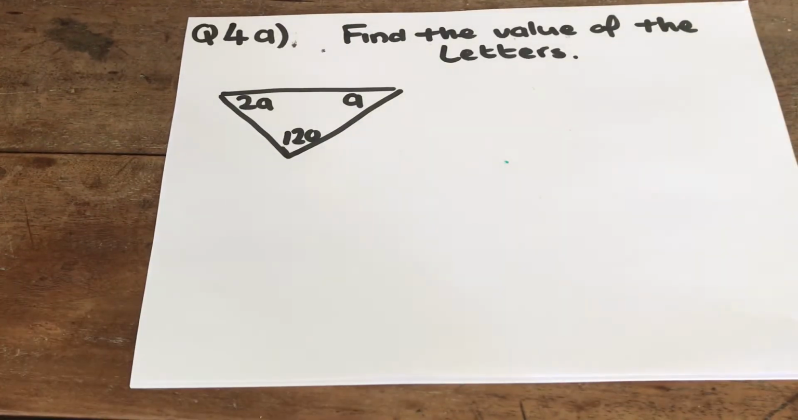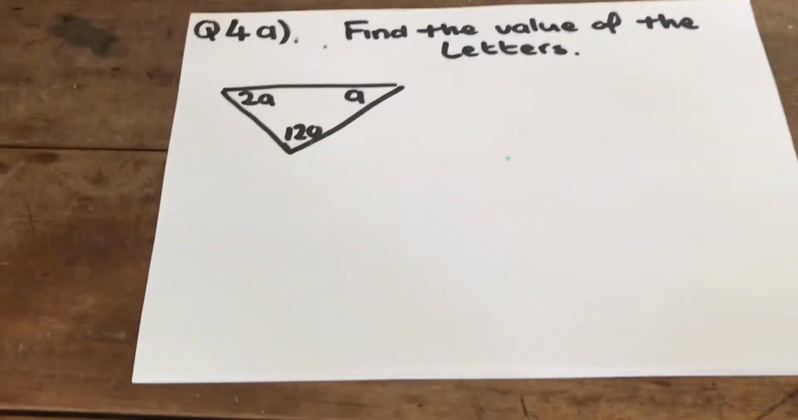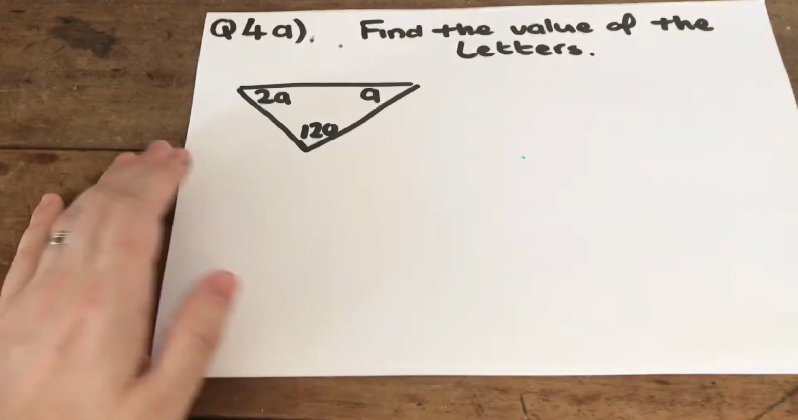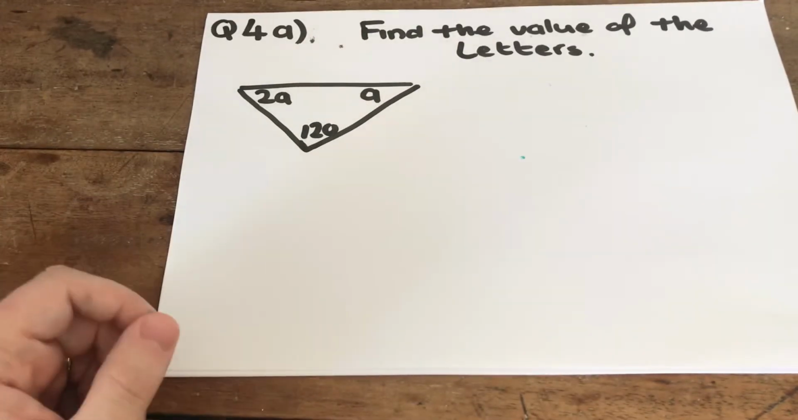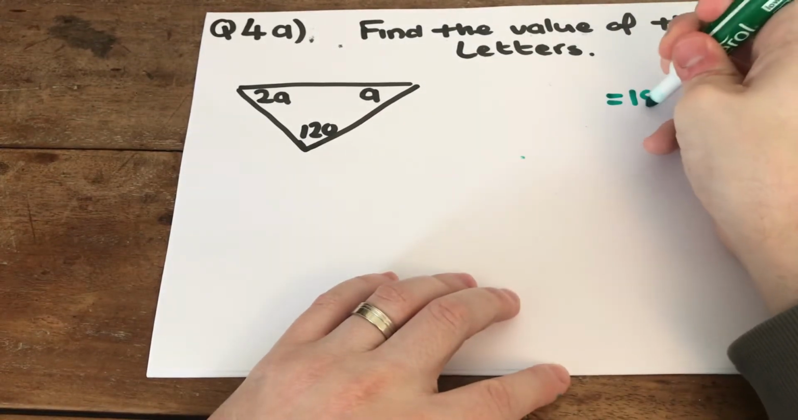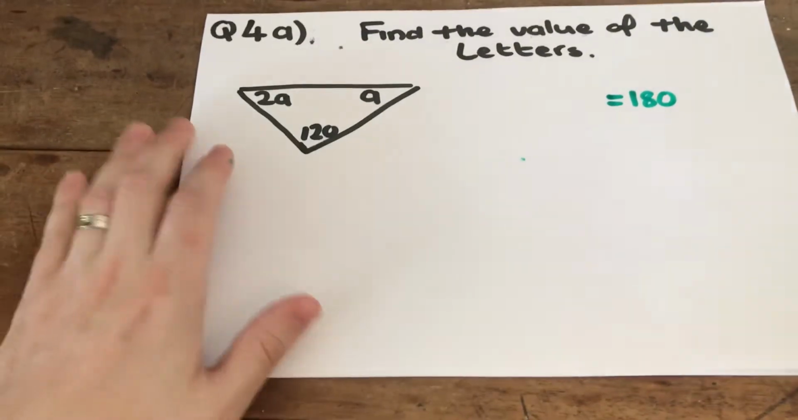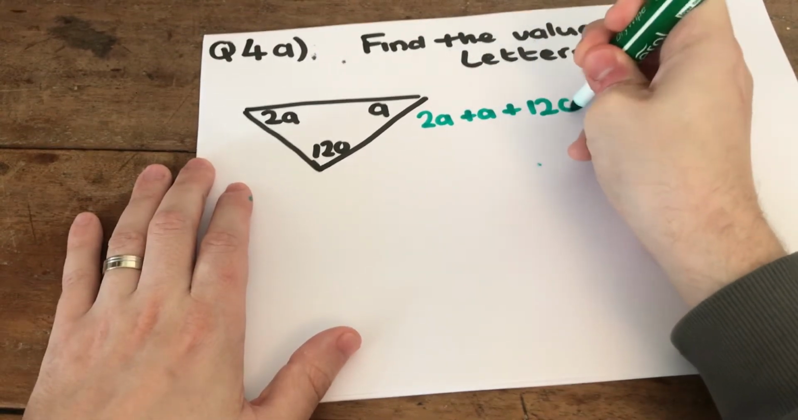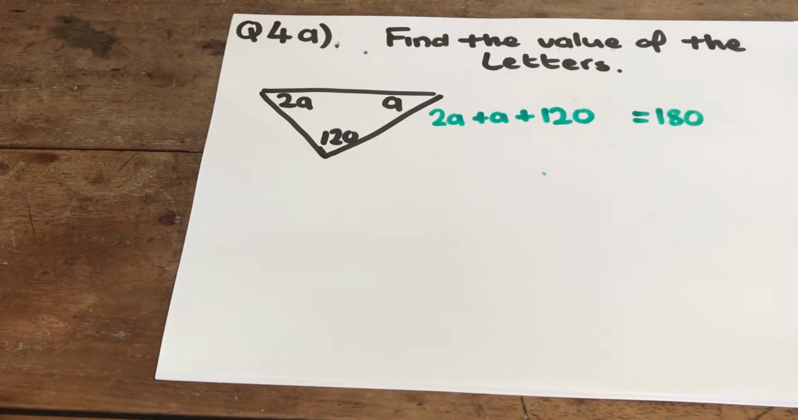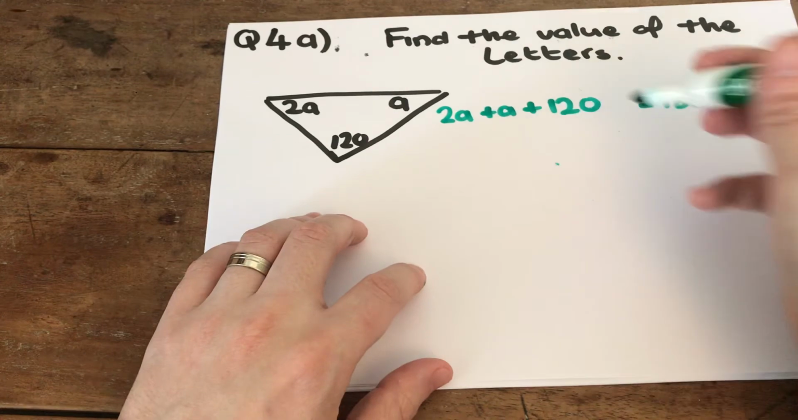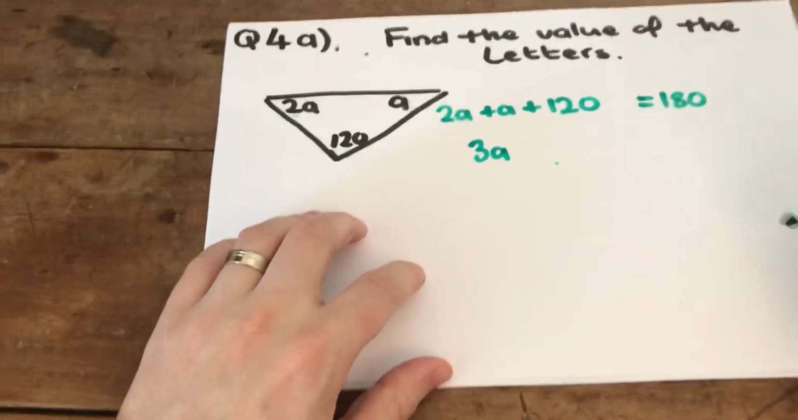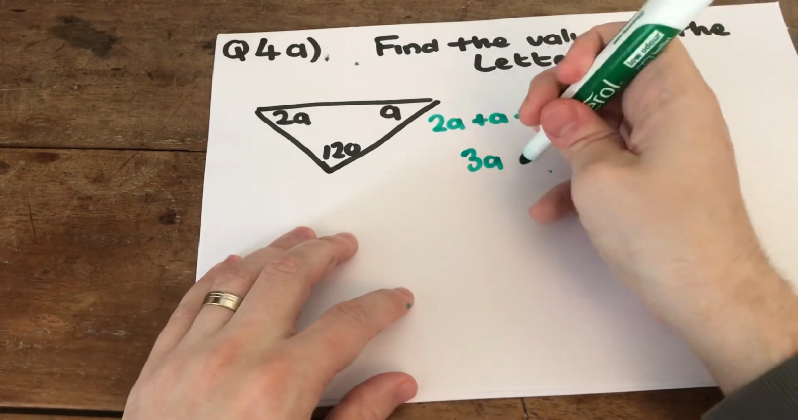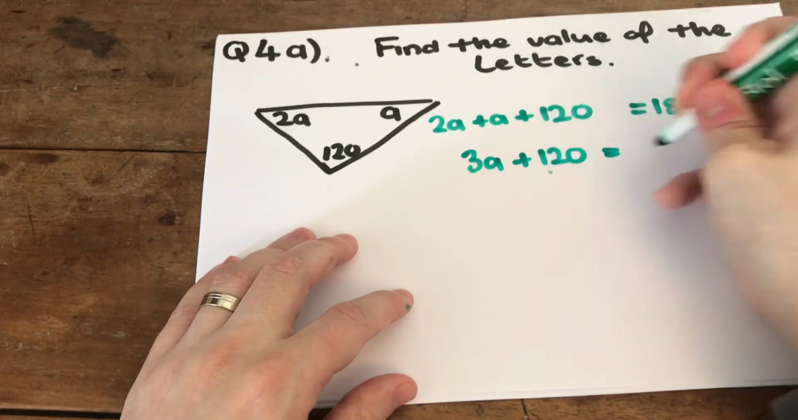What I've also done is the first question I'm going to work through as an example to help you get started. This is a little bit different because we have letters and numbers, but we start it the same way. We say that the angles in the triangle equal 180, and we add together our three angles. So we have 2a, add a, add 120. What we do then is we collect like terms. So the 2a and the a are both algebraic terms, and you add them together to get 3a. That's because 2a add 1a is 3a. You then have your plus 120.